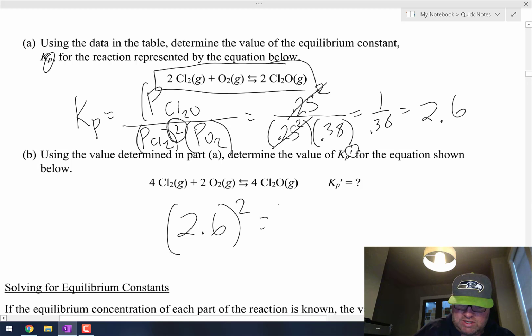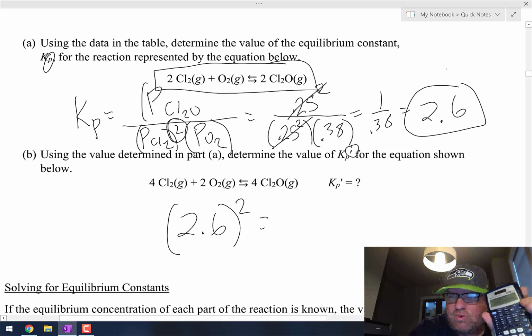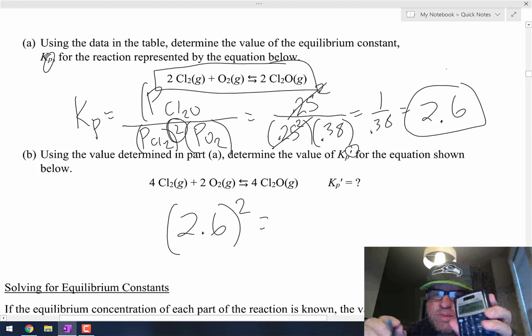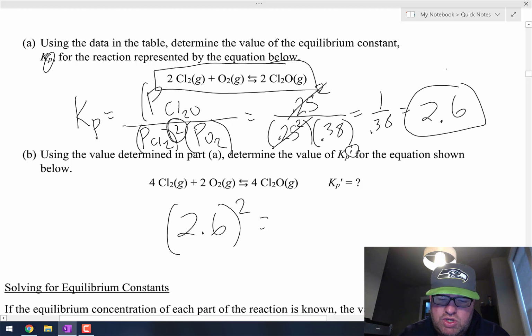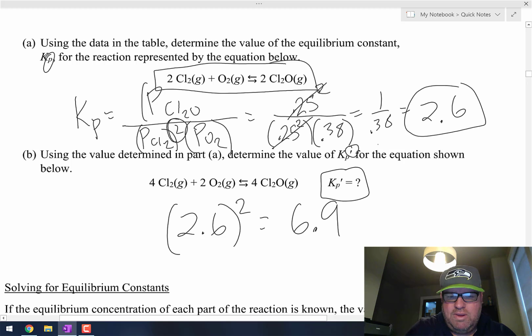So 2.6, and again, I'm using my real answer. I rounded this to 2.6, but if I'm going to do more math with it, the best way is to use your actual answer. I don't know if it changes anything or not, but I get a final answer of 6.9 as the Kp prime there.